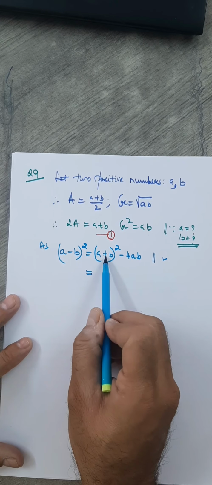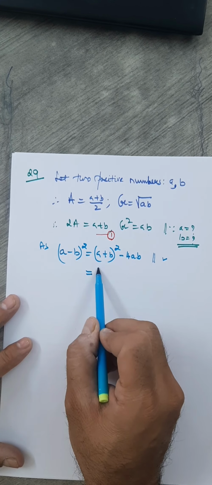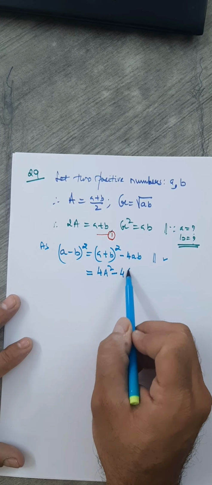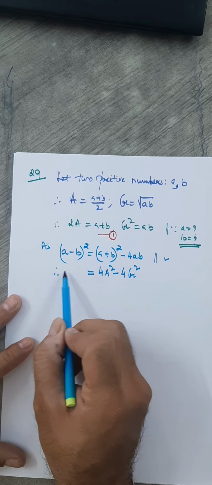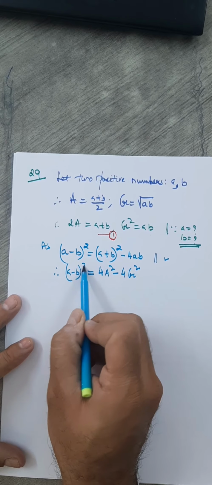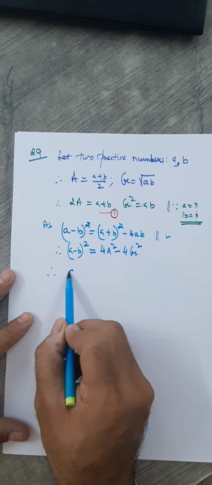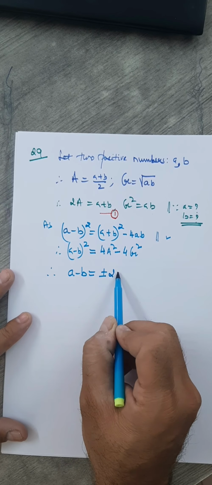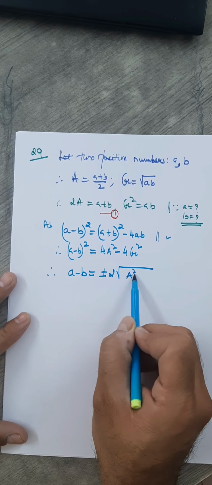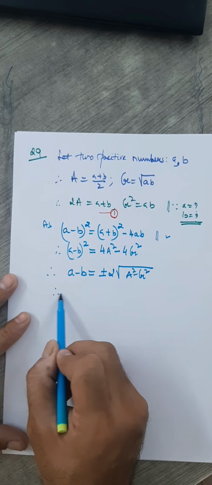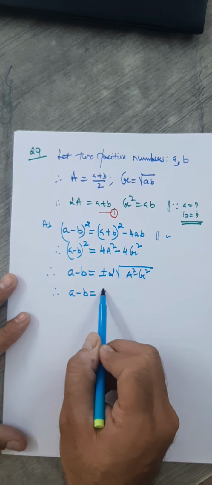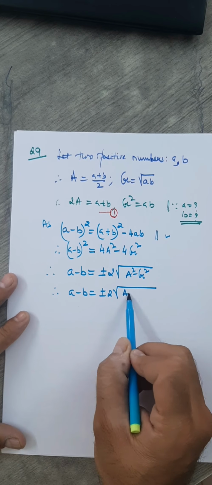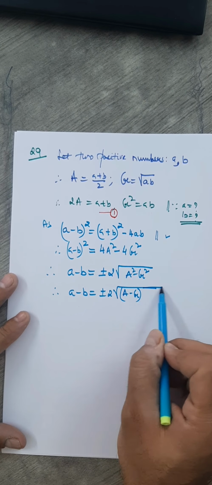Why did I do it like this? Because I know A plus B. What is A plus B? That is 2A, so 4A square, minus 4 times what is AB? That is G square. So I'm getting (A minus B) whole square equals this. And therefore what is A minus B? That is plus or minus 2 root of (A square minus G square). And therefore A minus B equals plus or minus 2. Here you will get, this 2 factor, (A minus G) into (A plus G).